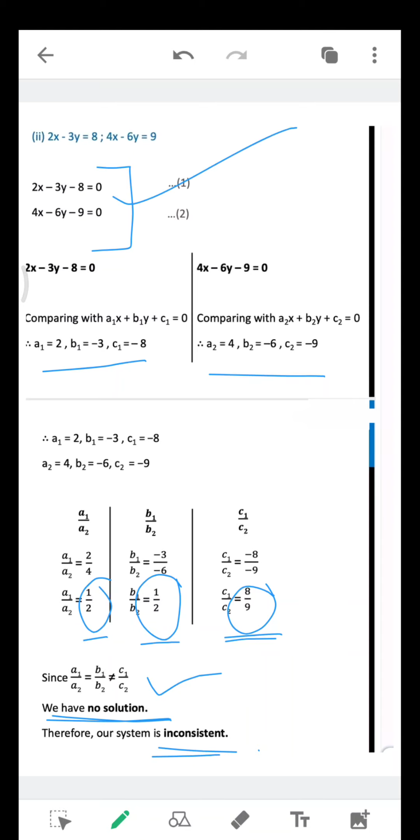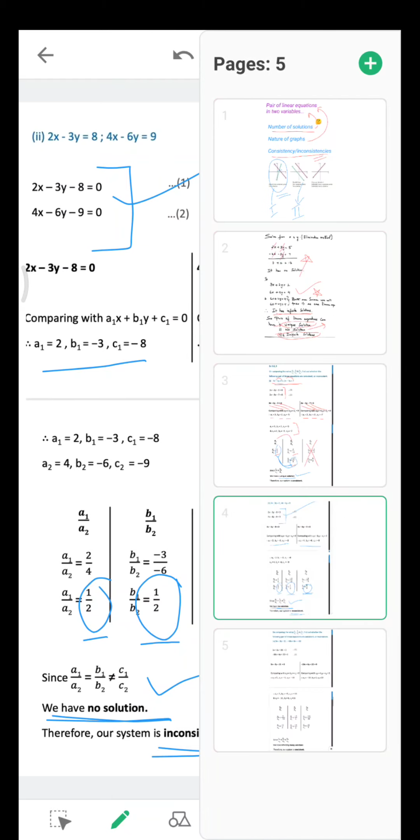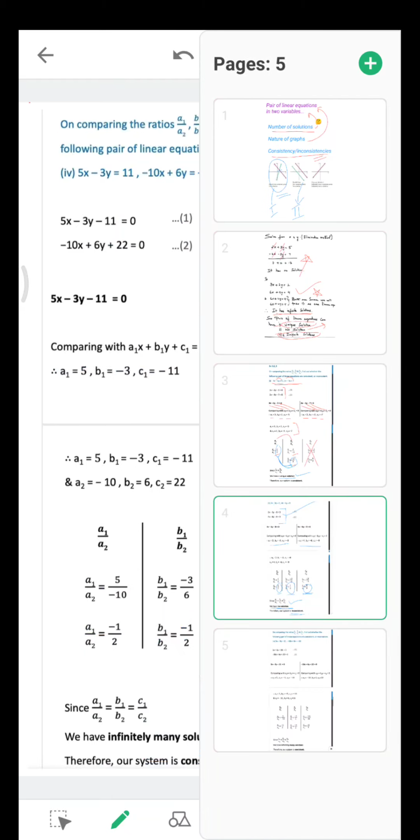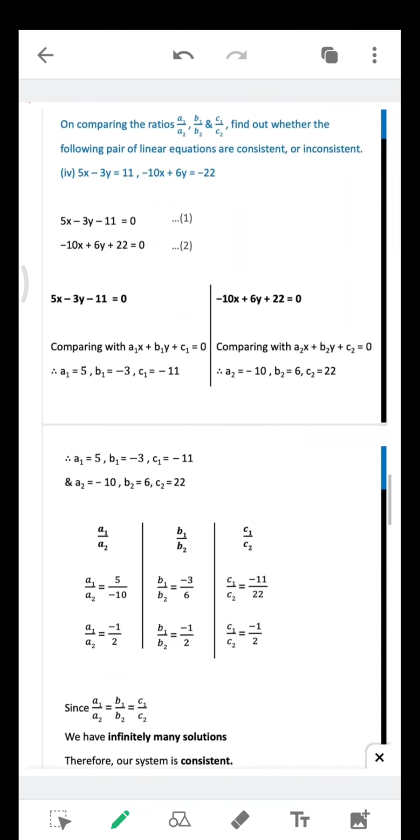So hope you remember the example which I showed you in the beginning, that the pair of linear equations can have a solution or it may not have a solution also. So this is the way to check, and it is called inconsistent. Let's go. What is the third case? Infinite solutions. So again the pair of linear equations are given.